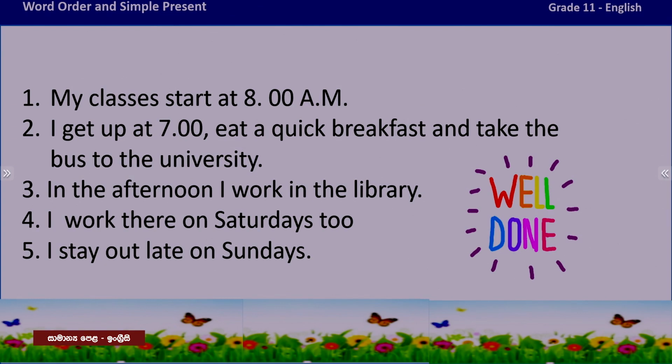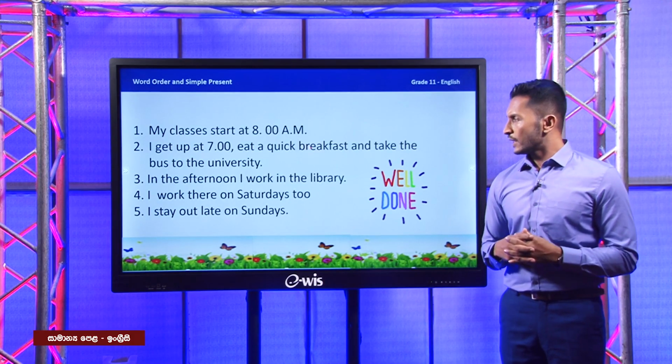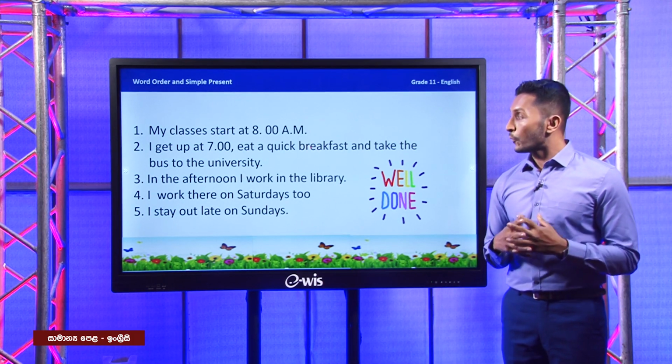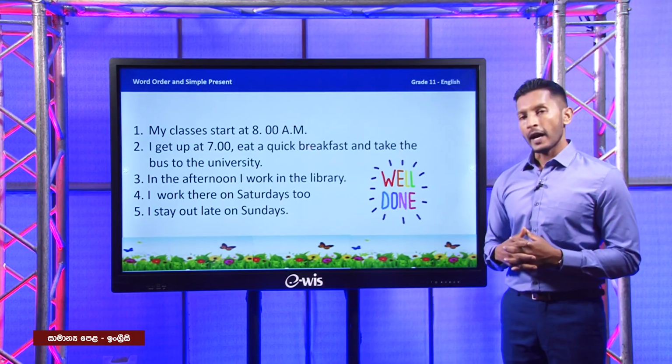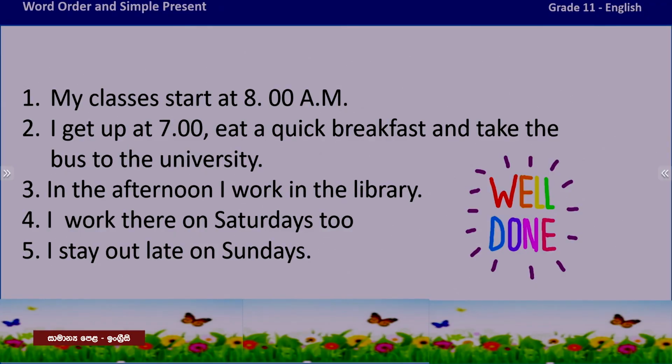Third sentence, in the afternoon I work in the library. Again let's start with the verb. So what is the action there? Work. So who work? I work. I work where? I have put the place there. I work in the library. I work in the library when? In the afternoon. You can also write the same sentence, I work in the library in the afternoon, or in the afternoon I work in the library.